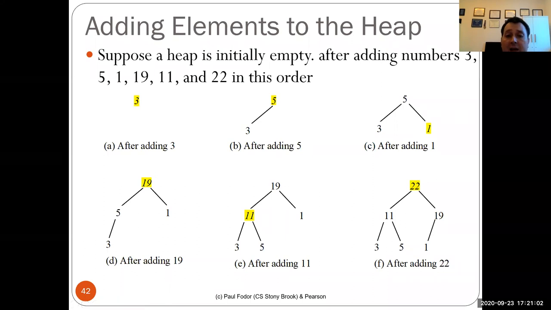Then we want to add 11, so first we add 11 as the child of 5. And because it's greater than 5, we swap it with 5. So we get this heap. Then we want to add 22. So 22 is added as the left child of 1, and it swaps with 1 and then with 19, and we get this heap.